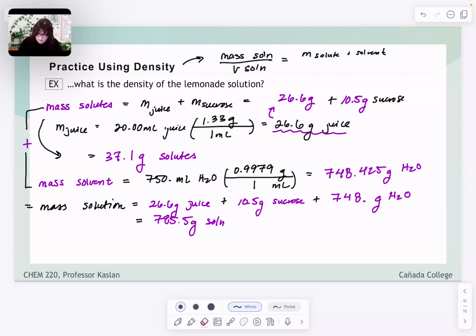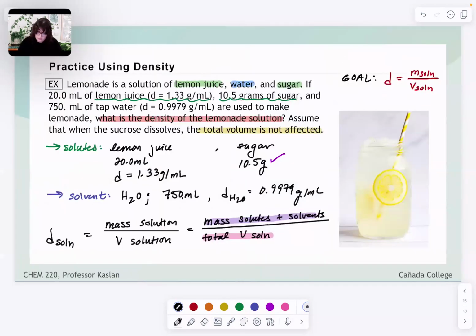All right. So we have our total mass of solute and solvent, meaning we have our mass of solution. And to find the density, we need the volume of solution in milliliters. So we need to think about what happens if I were to take 750 mils of my water and add to that 20 mils of juice. So my total volume of solution.